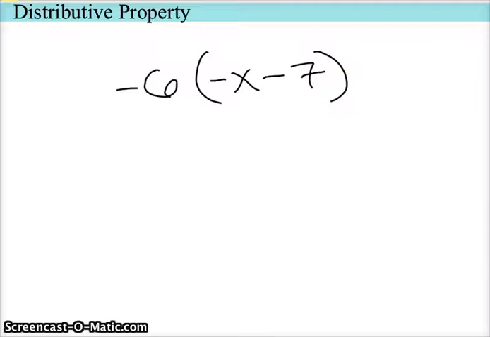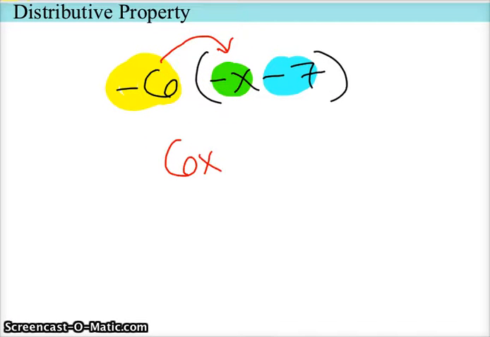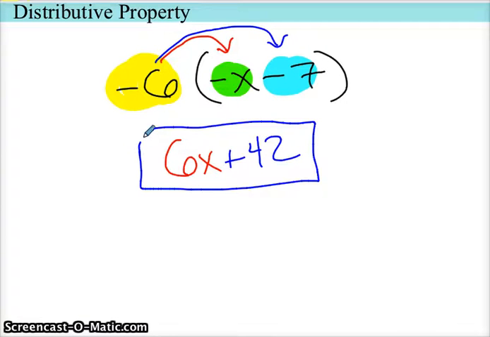Let's do another, just to talk about our negative values. Let's say negative 6 groups of negative x minus 7. Here it's the same thing. We've got our group number right here, and we're going to multiply it to the 2 terms, the negative x term and the negative 7 term. So when we distribute, negative 6 times negative x, or negative 1, gives us positive 6x, and negative 6 times negative 7 gives us positive 42. And there is our simplified expression after distribution.